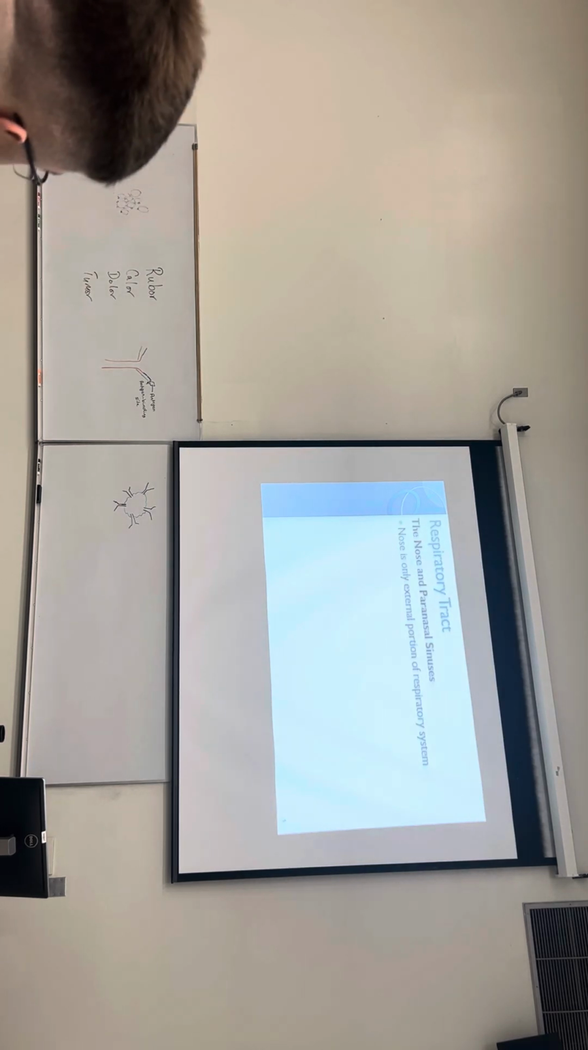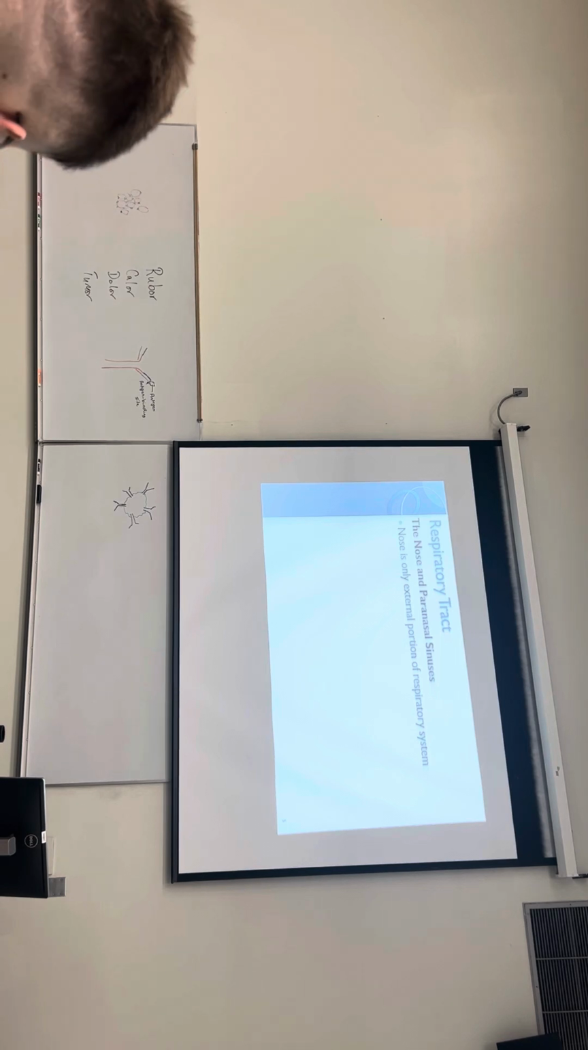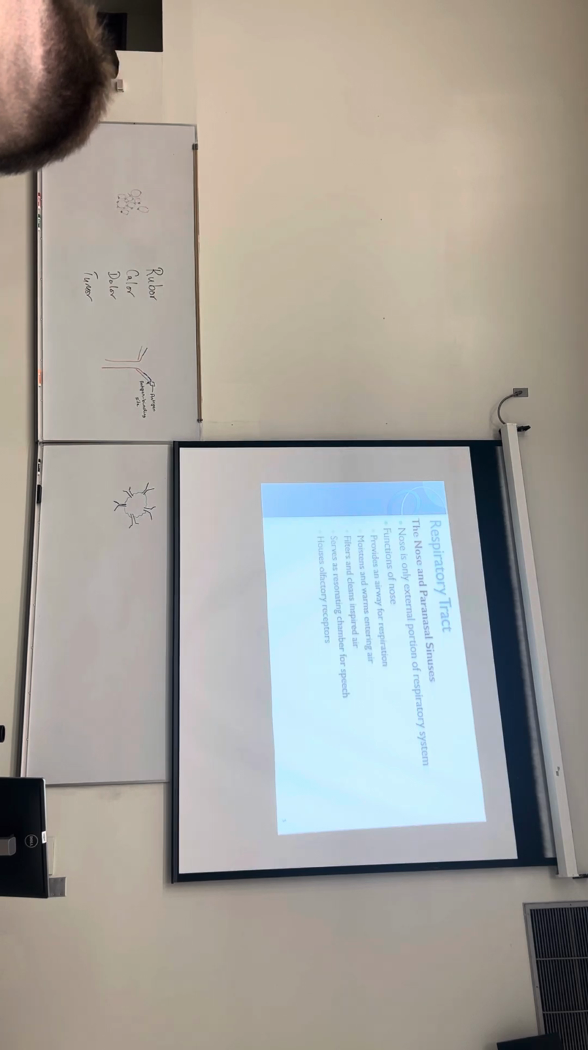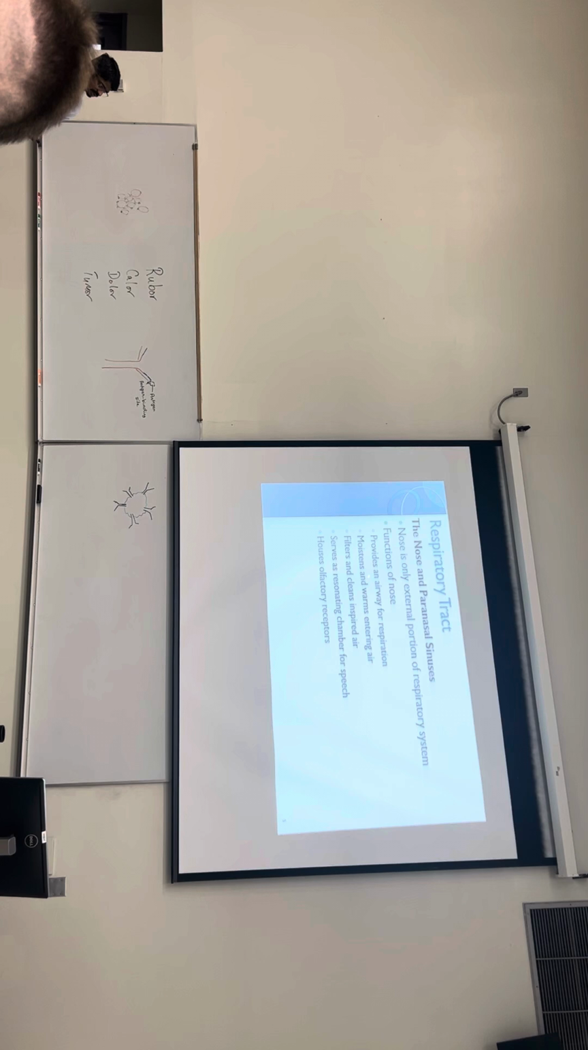So let's talk about the upper respiratory tract today. Right? So the nose, the external portion of our respiratory system, is made up of bone and cartilage. Function-wise, it's to provide an airway, a passageway for the air. In terms of the nasal cavity, it warms the air, moistens the air, and filters the air. Right?